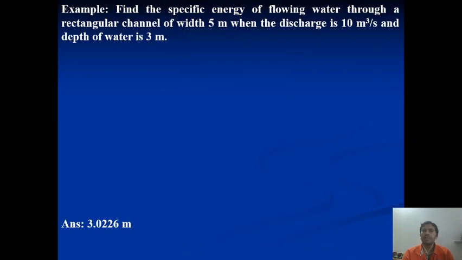So let me take one example. I am sure you will see how we find the different important parameters when we are dealing with non-uniform flow. Find the specific energy of water flowing through a rectangular channel of width 5 meter, where the discharge which passes through the channel is 10 meter cube per second, and the depth of the water is 3 meter.